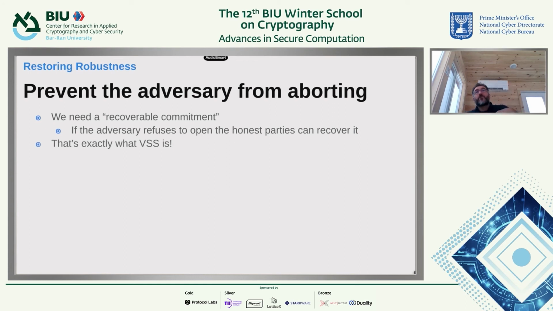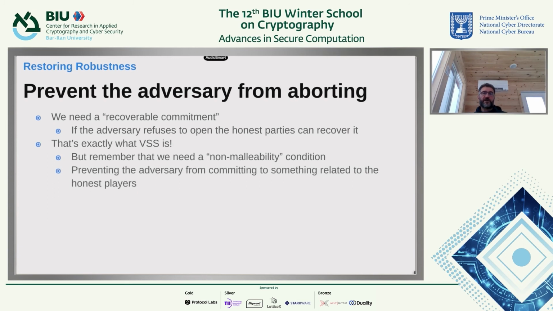VSS is a commitment where you guarantee there is a unique value that is committed, and the value will be recovered once it's time to recover. But the problem is that we want a recoverable commitment that is non-malleable. And so that's why Feldman VSS failed, because it allows the adversary to sort of correlate to the good players.